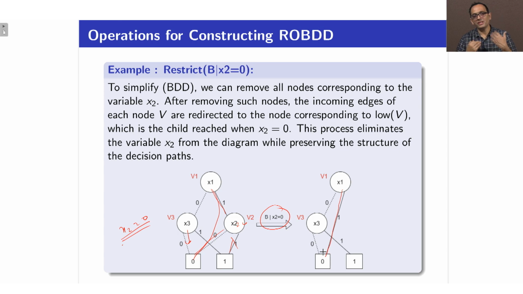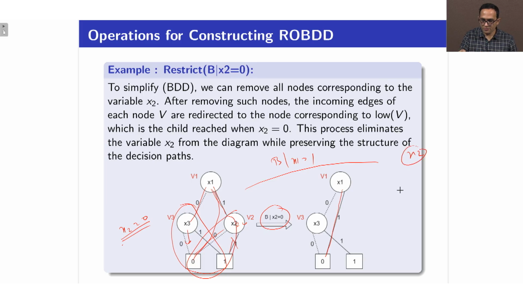Given any BDD, you can restrict that particular BDD for a very specific value. For example, if I put B restricted x1 equal to 1, what does it mean? This part of the BDD has no value, because this is the x1 equal to 0 part. So, I will only consider this part of the BDD. This will result in x2 with 0 and 1, 0 and 1. So, this is only this part of the BDD. You can do this.